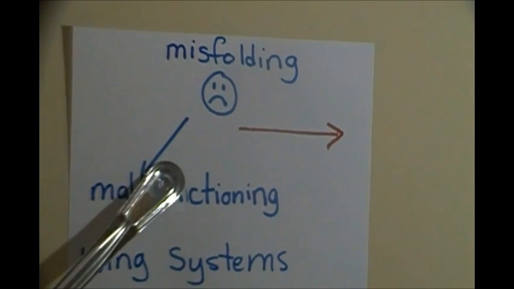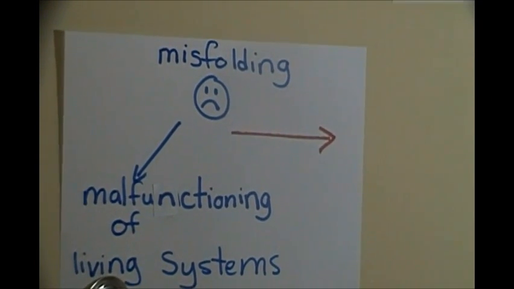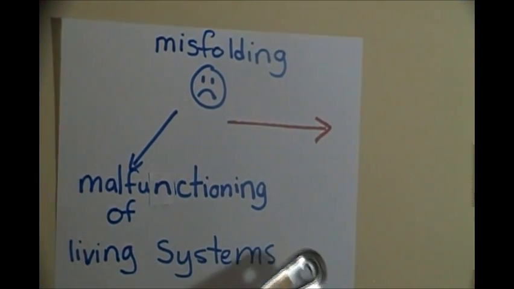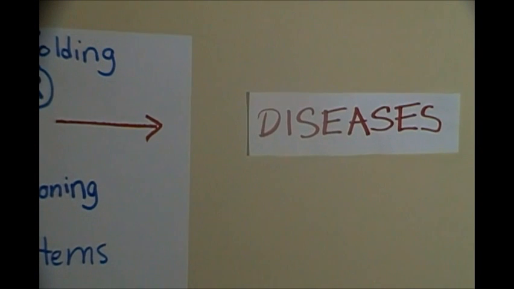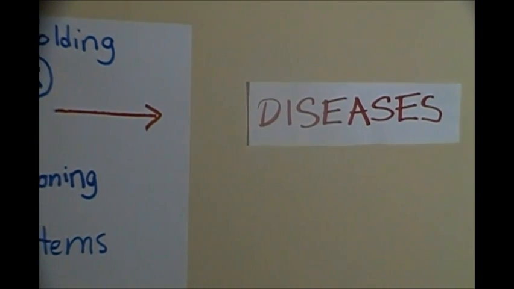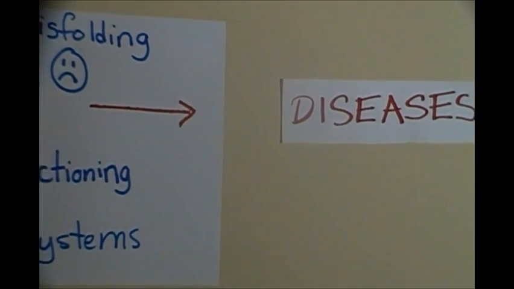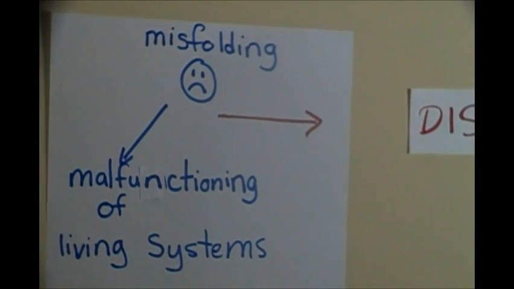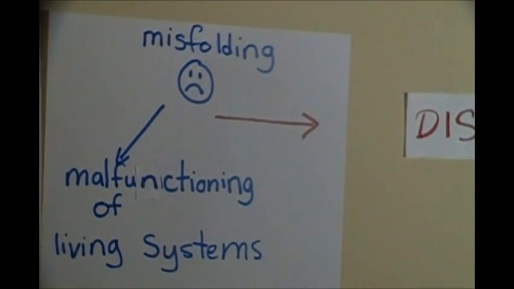Proteins that fail to fold correctly often give rise to malfunctioning of the living system and hence lead to diseases. In other cases, proteins with a high tendency to misfold escape all protective mechanisms and form intractable aggregates within the cell or extracellular spaces.